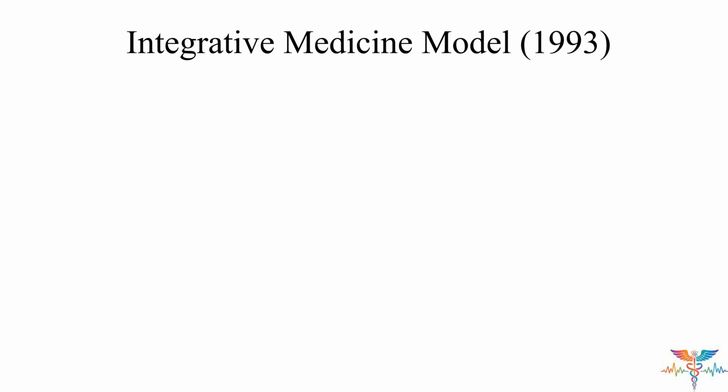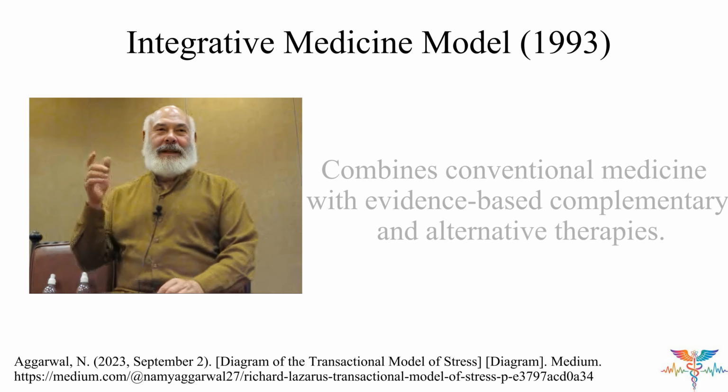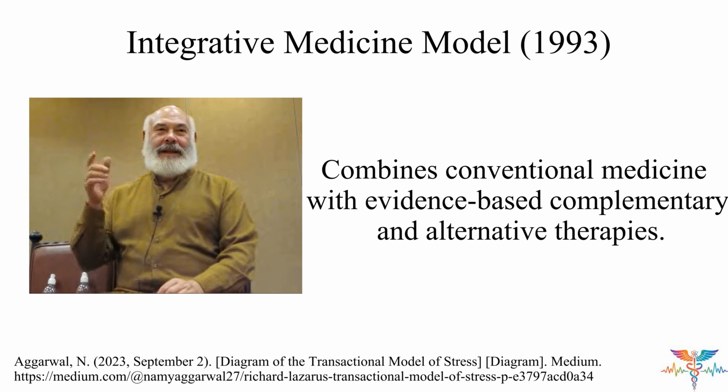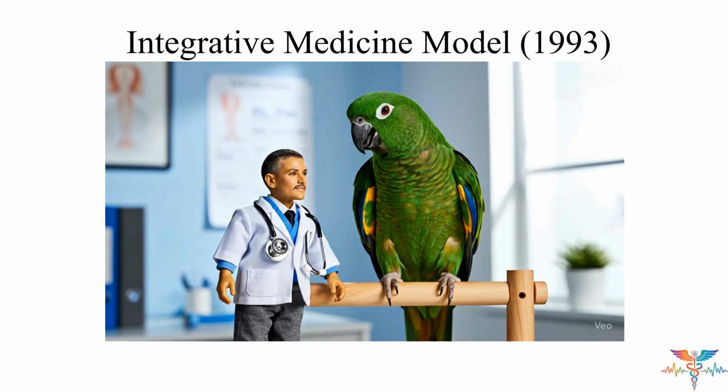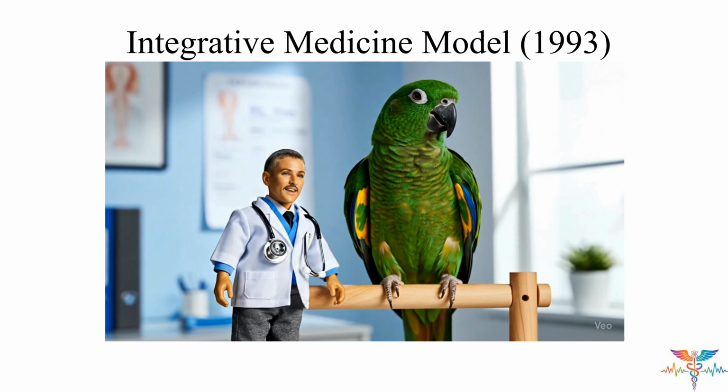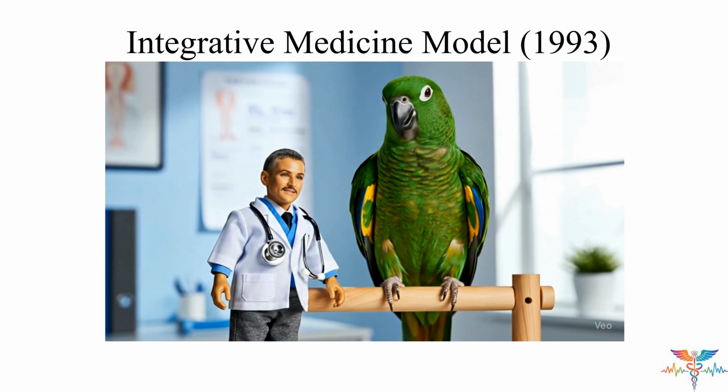Integrative Medicine of 1993. This is championed by Andrew Weil. It combines conventional medicine with evidence-based complementary and alternative therapies. This is mostly the basis of the alternative, functional, integrative schools of thought. They have what's called the lifestyle imperative: diet and exercise. And don't forget supplements and detoxing.